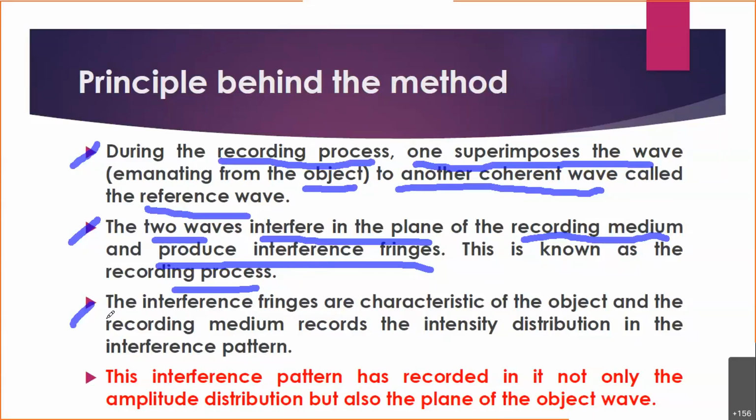Here it is. The interference fringes you got through this process are the characteristics of a particular object, and the recording medium records the intensity distribution in the interference pattern. What I said is that for each object, that interference pattern is going to be unique.